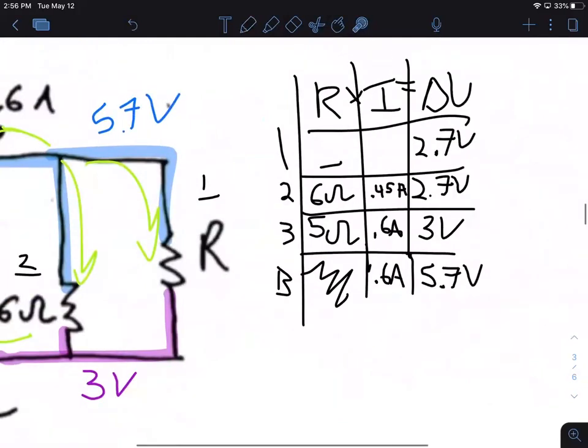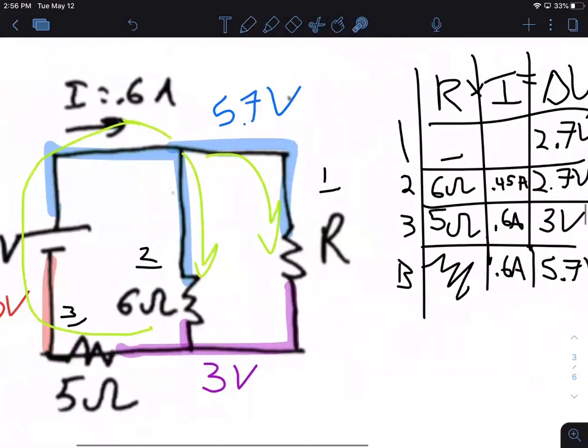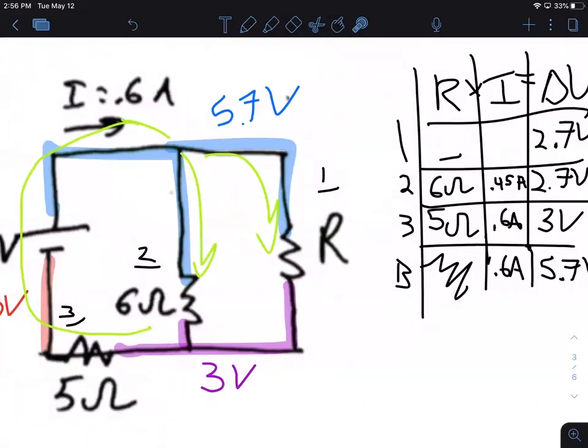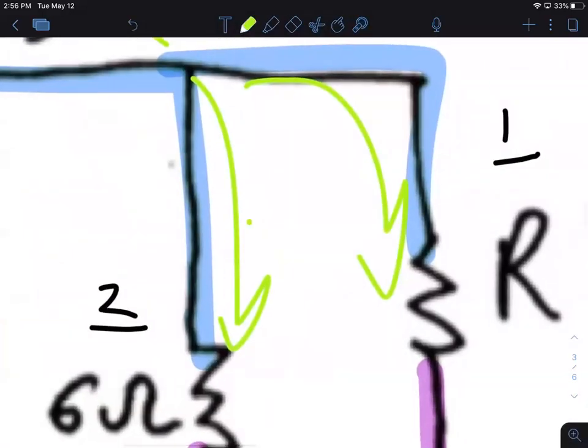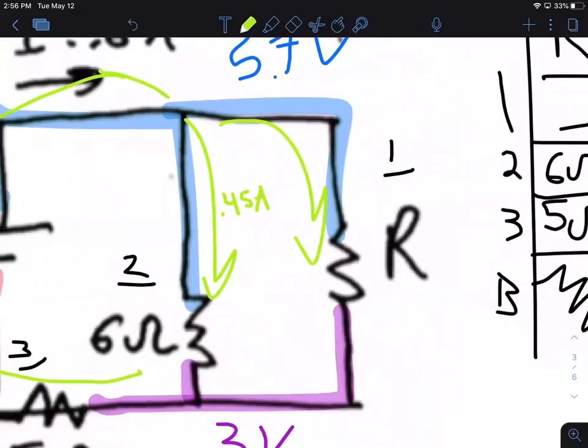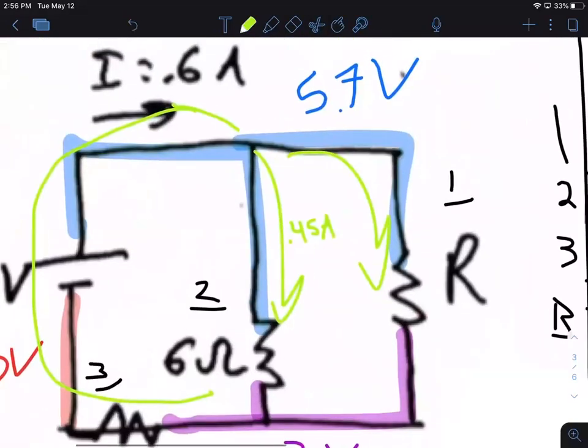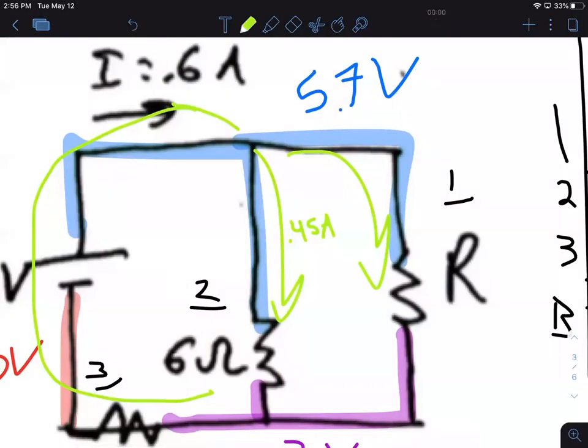So I added something here. Let's go throw it on here. That's the current through the 6 ohm resistor. So this 6 ohm resistor has 0.45 amps. How does that help me? Well, we just wrote a current, so let's think about current. We got 0.6 going through here. It's splitting up. 0.45 is going this way, and then some amount is going that way.